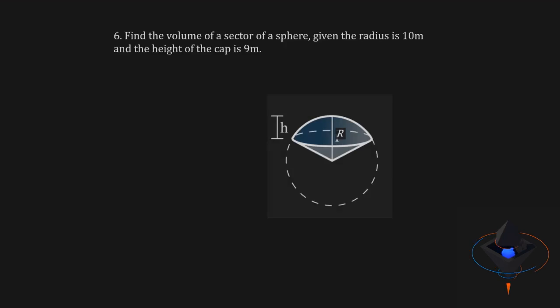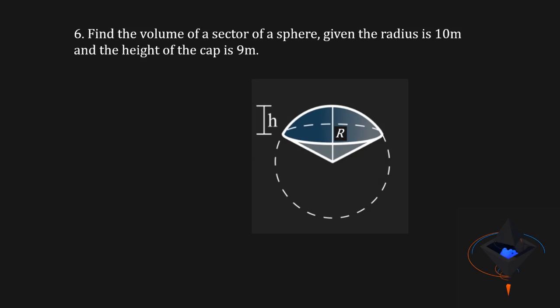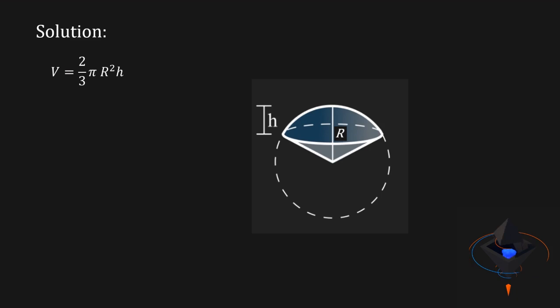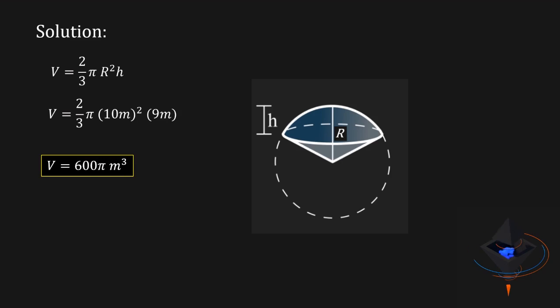Now for the sixth problem, let us find the volume of a sector of a sphere given the radius is 10 meters and the height of the cap is 9 meters. So we are given a radius of 10 and a height of 9 meters. Let's try to solve the problem. For the formula for this problem, we have 2/3 pi r squared times the height. Substituting r, which is 10, and a height of 9, we will get 600 pi cubic meter for the volume.